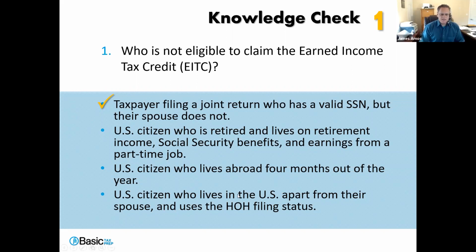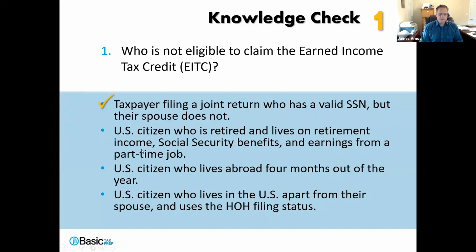D, U.S. citizen who lives in the U.S. apart from their spouse and uses head of household filing status. Yes. Okay, why? Yes, I'm sorry, say that again. Somebody said something. Yeah, I said why. Okay, well, first of all, what is the rule? I think I know what rule is confusing you. What is the rule about living with the dependent? Must have lived with you in the U.S. for more than half the year.